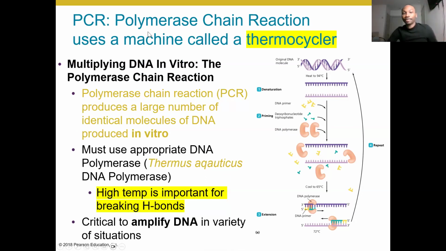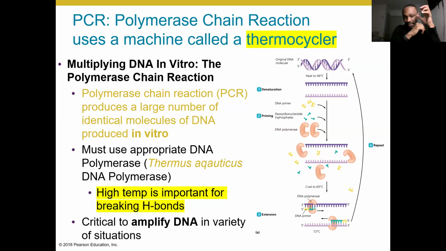Remember PCR, polymerase chain reaction. We put our strands of DNA in a machine called a thermocycler. We put our reactants, the DNA, the nucleotides, and of course your enzyme, DNA polymerase, in a thermocycler. When we're using this thermocycler, there is heat, and it's going to go through cycles. Just think about the name.